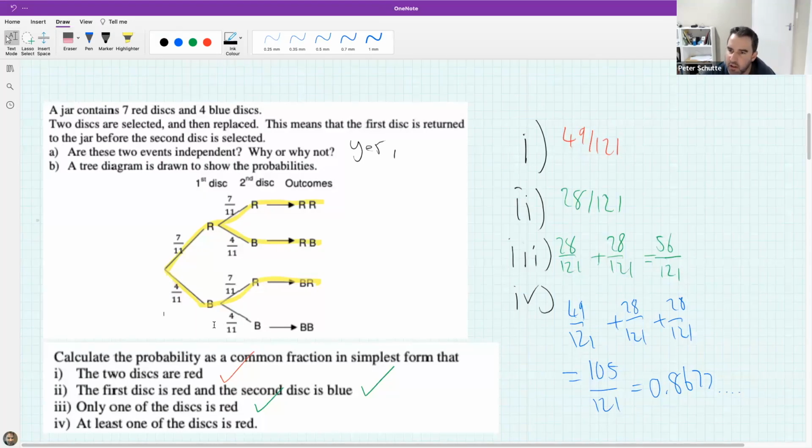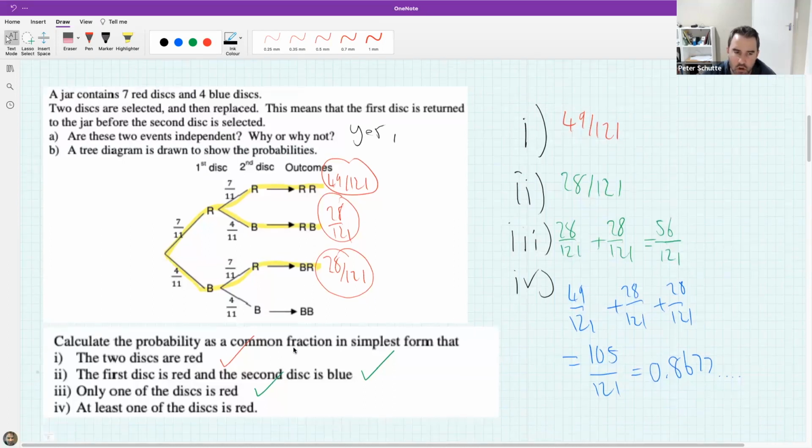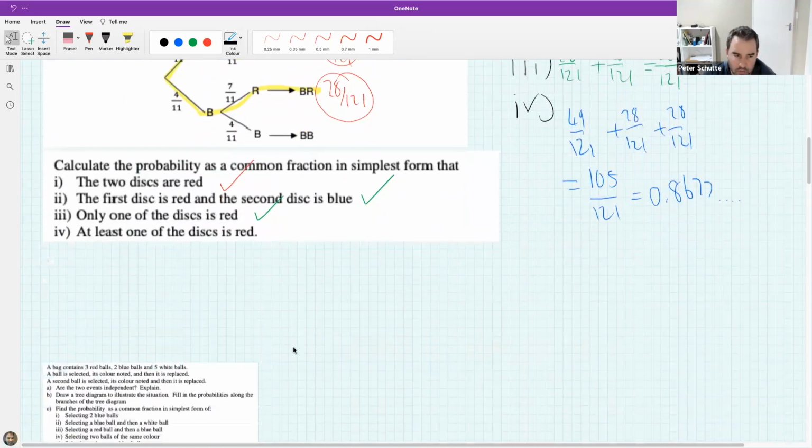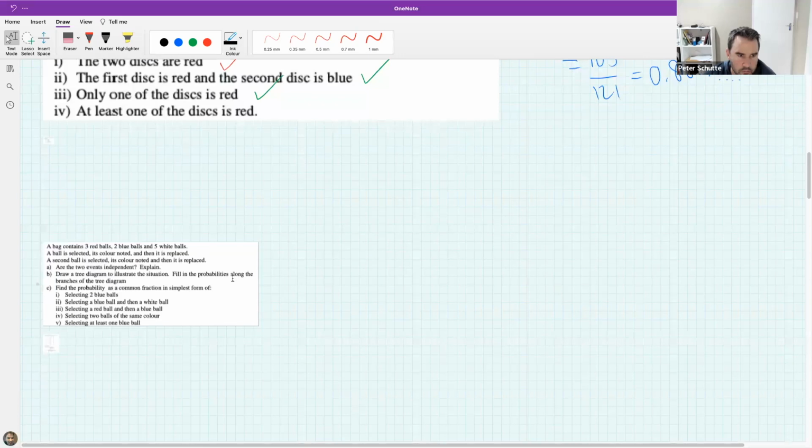Oh, okay. Lorato has asked, why did we add that twice? We were trying to add, if you notice this branch will be 28 over 121, and this branch will also be 28 over 121. This branch would be 49 over 121. So we were just adding these 3 together, because the one that doesn't count is the BB, the blue. Okay, I can see quite a few students are still not quite there yet. So let me do another example like this before we move on.